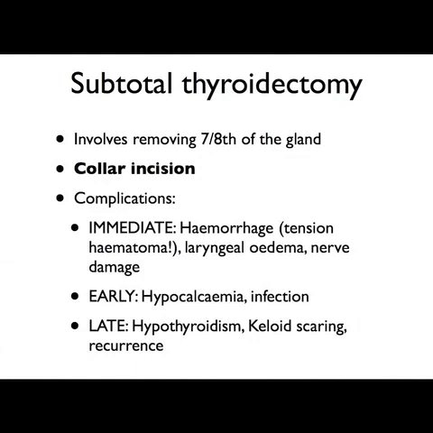Once again, we can split up complications into immediate, early, and late. Immediate complications can be due, of course, to the general anaesthetic, but specifically to the surgical technique, there is hemorrhage, which may lead to a tension hematoma. This is a surgical emergency and needs to be treated fairly rapidly through draining the hematoma either at the bedside or in theatre. Laryngeal edema is another common side effect, as is nerve damage, particularly to the recurrent laryngeal nerve and the superior laryngeal nerve.